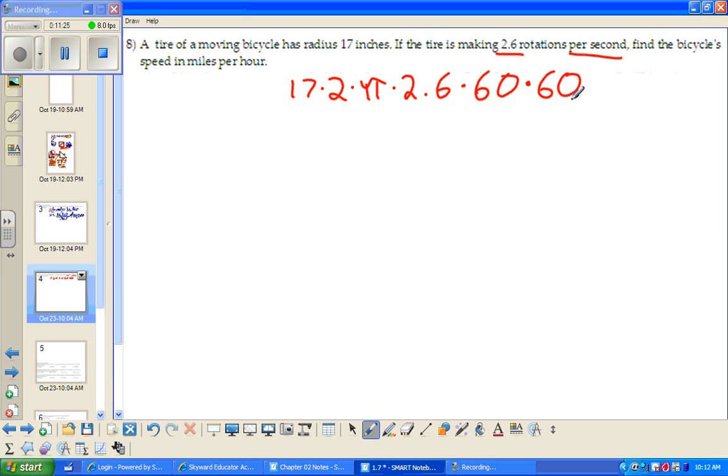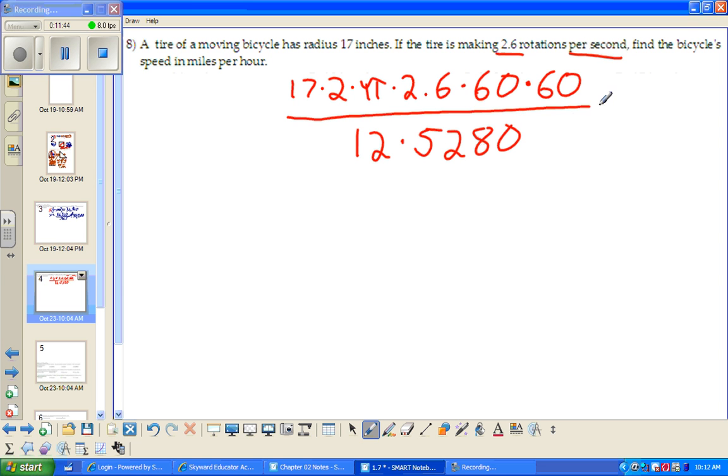Now this is all going to be in inches. We want the speed in miles per hour. So we would have to divide that answer by 12, because there's 12 inches in a foot, times 5,280, because there's 5,280 feet in a mile. Once we do that, we would get approximately 15.77 miles per hour.